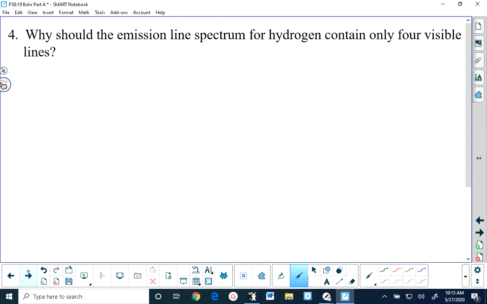Number 4, why should the emission line spectrum for hydrogen contain only 4 visible lines? Well, you're going to have, as part of your assignment today, an exercise which will drive this home. But basically, if you start subtracting energy levels using hydrogen's energy level values to find the energy of all the different photons that hydrogen can emit, you're going to discover that there are a whole bunch of photons with wavelengths smaller than 400 nanometers. So there's a whole bunch of transitions within hydrogen that produce ultraviolet energies.